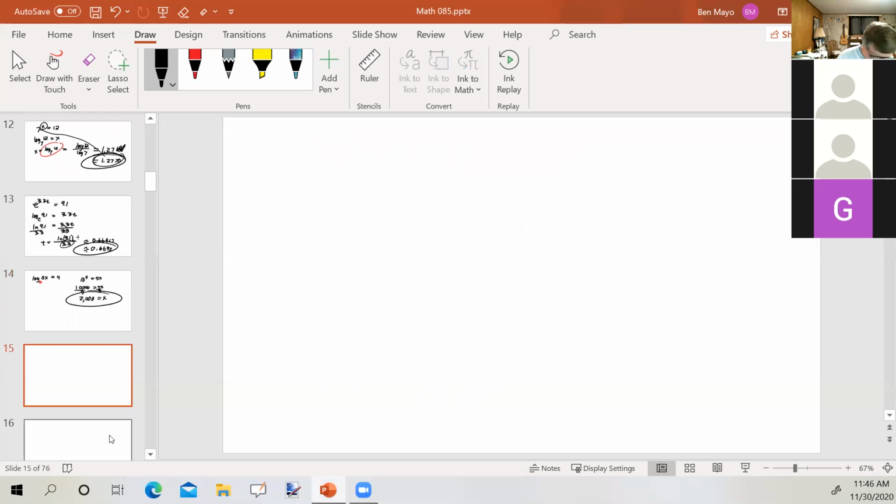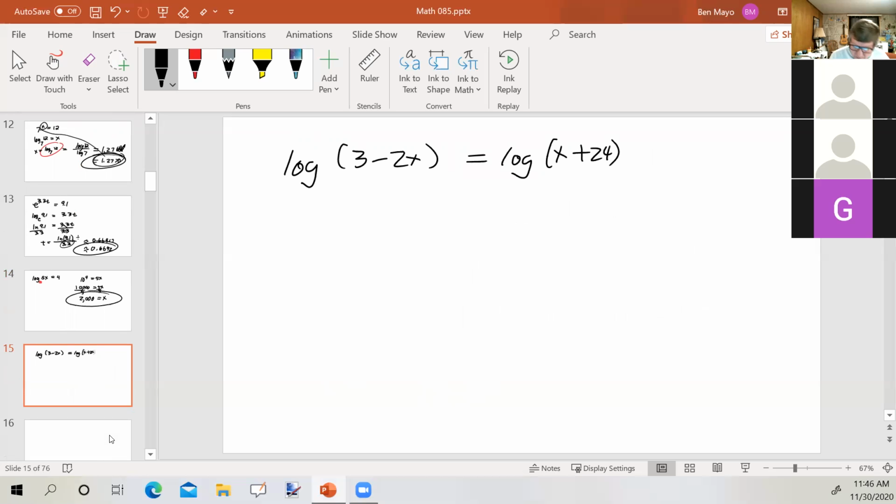All right. How about this one? Log of the quantity 3 minus 2x equals log of the quantity x plus 24. Well, if both sides of the equation are a log to the same base, we can take these quantities and set them equal to each other. So our equation becomes 3 minus 2x equals x plus 24.